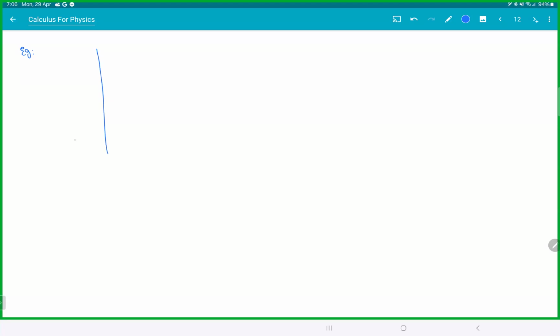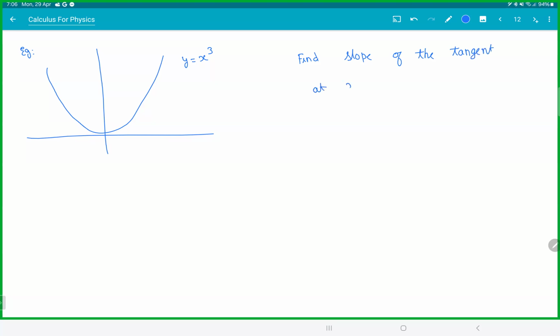Now, example. Let's say they'll ask a question like this. We have a curve, y is equal to x cube. Find the slope of the tangent at x is equal to 1. So if this point is your origin, this point is 1 comma 0, exactly on top of this, at this point, if you can draw a tangent, basically that will be a tangent at 1 comma 1, because that is x is equal to 1.